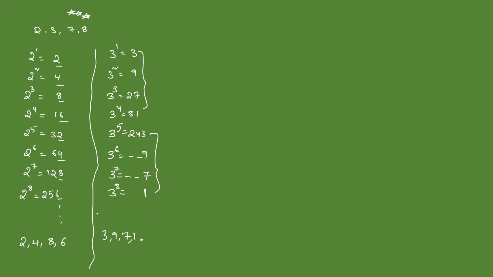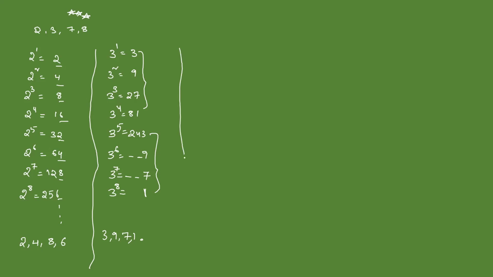For 3, there is no need to learn them by heart. Remember the first 4 powers, for small numbers only, right? For 2, anyway you will remember. 2 power 1 is 2, 2 square is 4, 2 cube is 8, 2 power 4 is 16. We want the unit digit, so we will take 6. Similarly, 3 power 1 is 3, 3 square is 9, 3 cube is 27, 3 power 4 is 81. We all know up to here. So 3, 9, 7, 1. You can easily remember them.